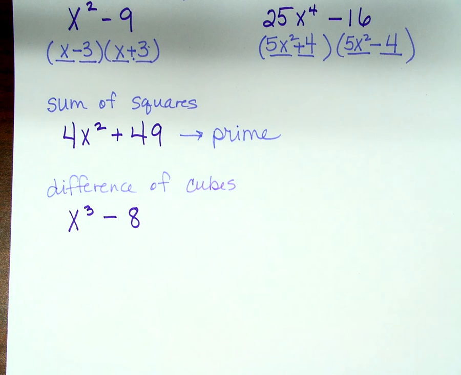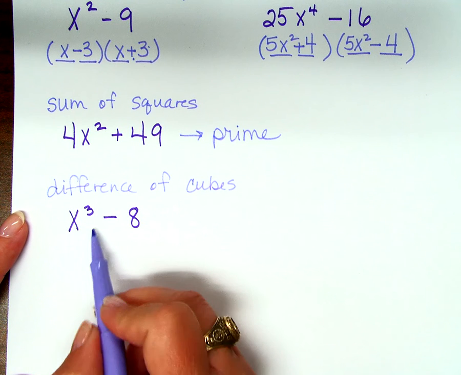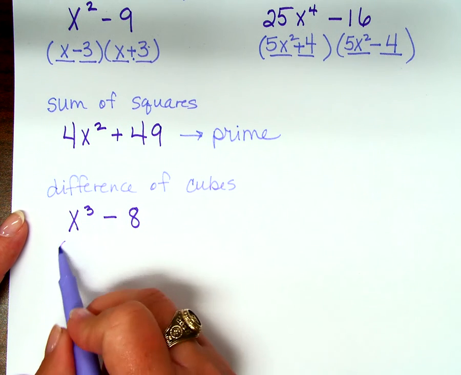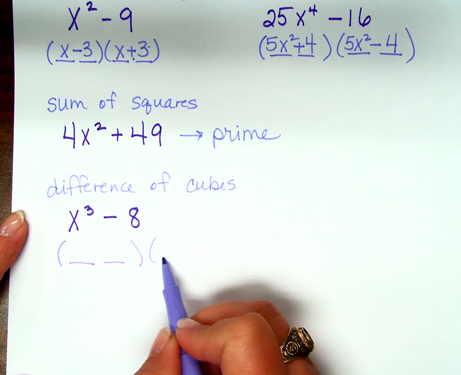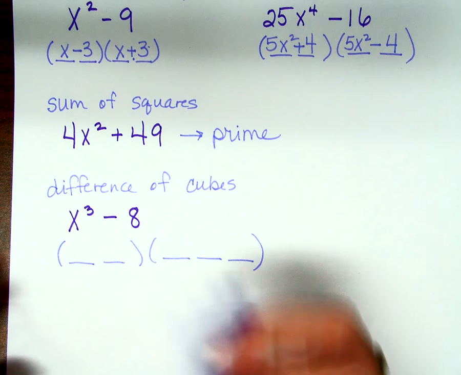Now, would you rather me teach you a formula to memorize or would you rather me teach you a pattern? Pattern, okay. Here's the pattern. You ready for the pattern? If you recognize that it's a difference of cubes, you have a binomial and a trinomial this time. Difference of squares is two binomials. Difference of cubes is a binomial and a trinomial. Okay? So first things first, I'm going to get a different color pen here.